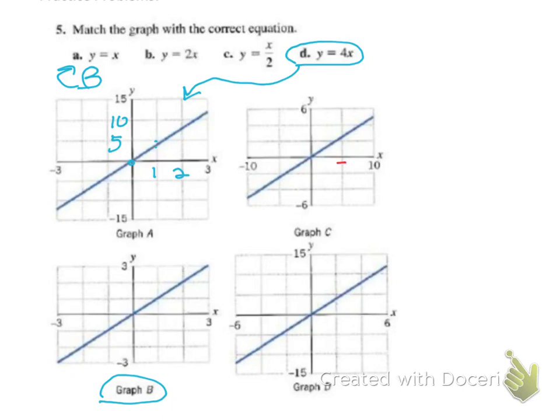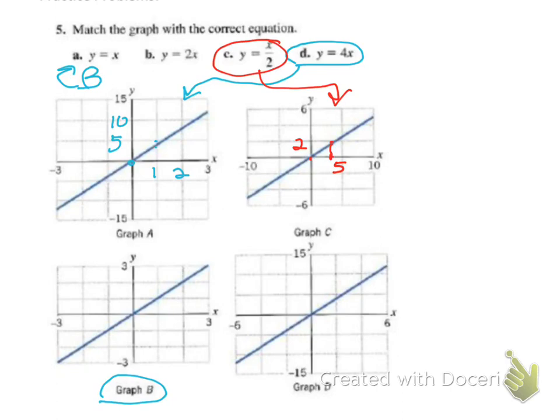Okay, if this is 10, this must be 5. If this is 6, this must be 2. So start at the origin, which is your y-intercept, and I'm going to rise up 2 and run over about 4-ish, or maybe even 3, maybe 2.5. Yeah, so this could be this, right? So this is going to be your C. And we'll change colors one more time.